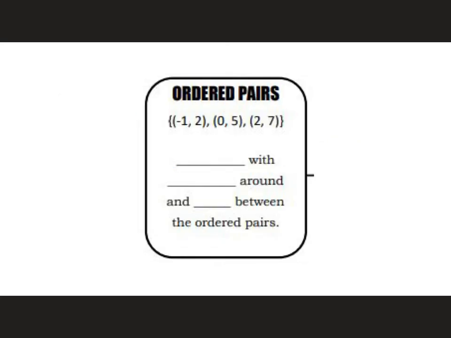And last but not least, these are ordered pairs. We've already kind of talked about those. If you notice, there are brackets and parentheses. We use the brackets. That is not going to work. I usually just draw a squiggle because I cannot draw those brackets to save my life. So brackets with parentheses around the ordered pairs and then a comma between the ordered pairs.